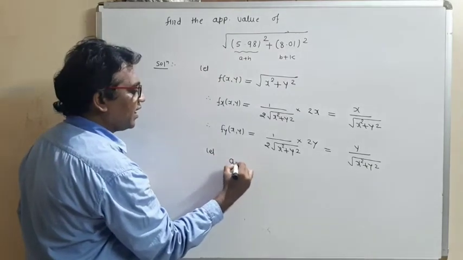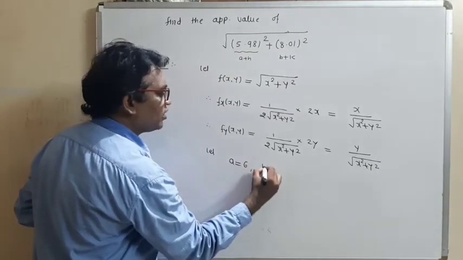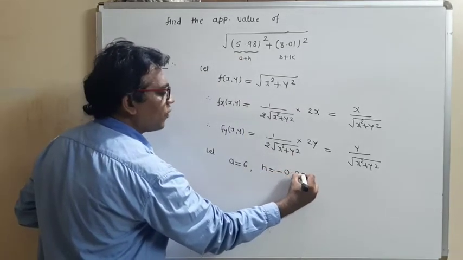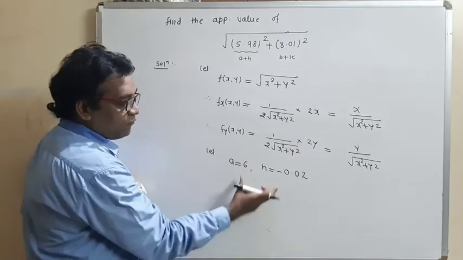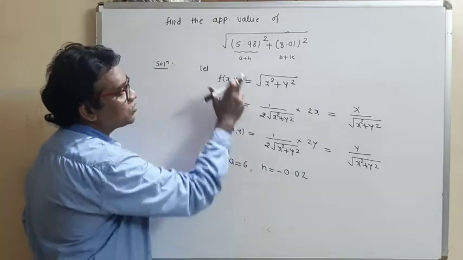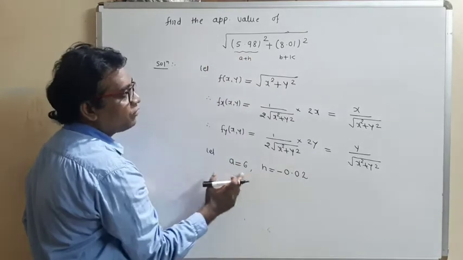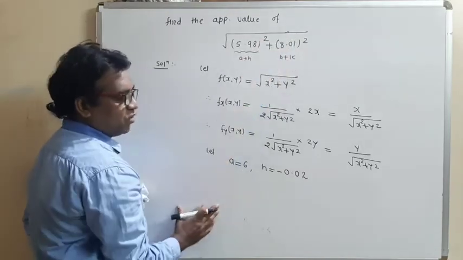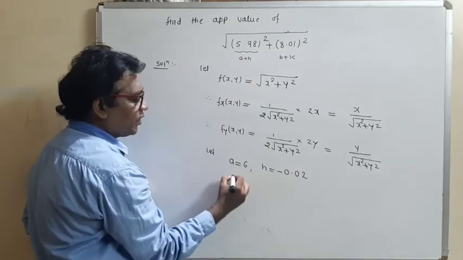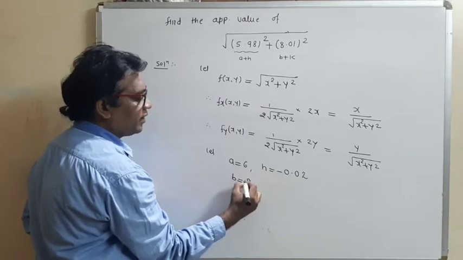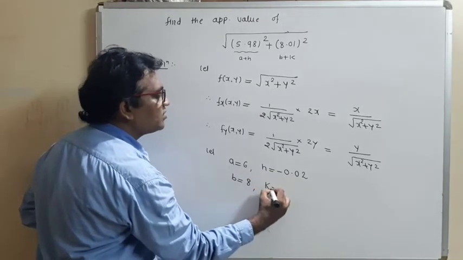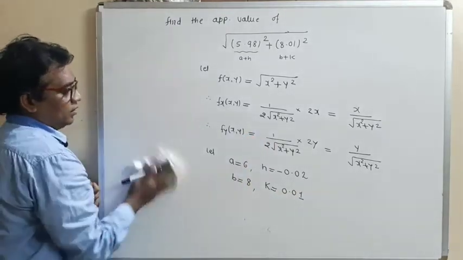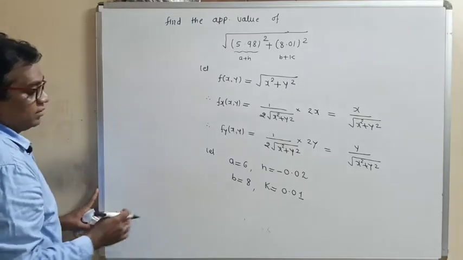So let us take a equal to 6, and what is h? h means the remaining number, it is minus 0.02. If we add these values, a plus h will be 5.98. Now this is our b plus k, 8.01, which is near about 8. So let us take b equal to 8, and k means the remaining number, it is 0.01.